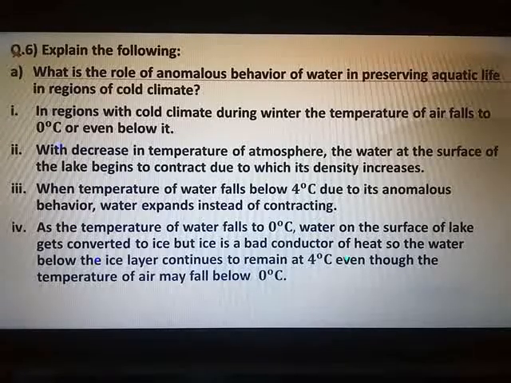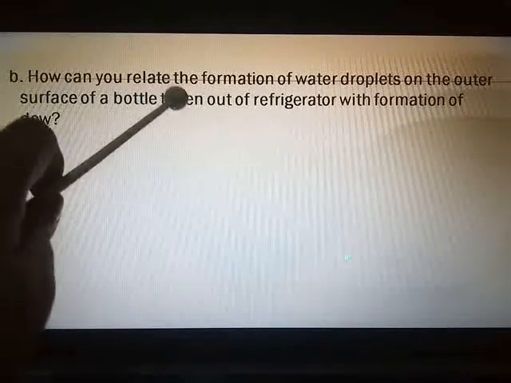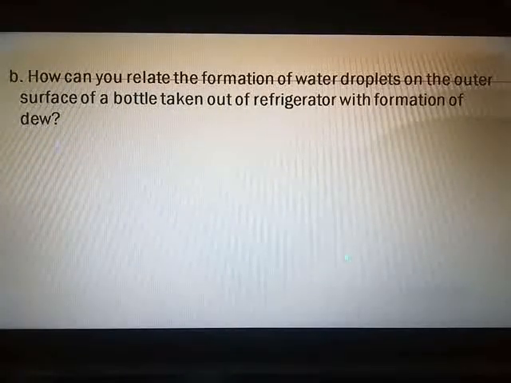Next is again an application based question. How can you relate the formation of water droplets on the outer surface of a bottle taken out of a refrigerator with the formation of dew? You might have experienced this event. A bottle of water which is inside the refrigerator for quite a long time is cold. So when you take it and keep it outside, after some time you will see the accumulation of water droplets on its outer surface. This appears like dew which you see in the mornings in the winter season on the grasses or leaves. So how can you relate this phenomenon?